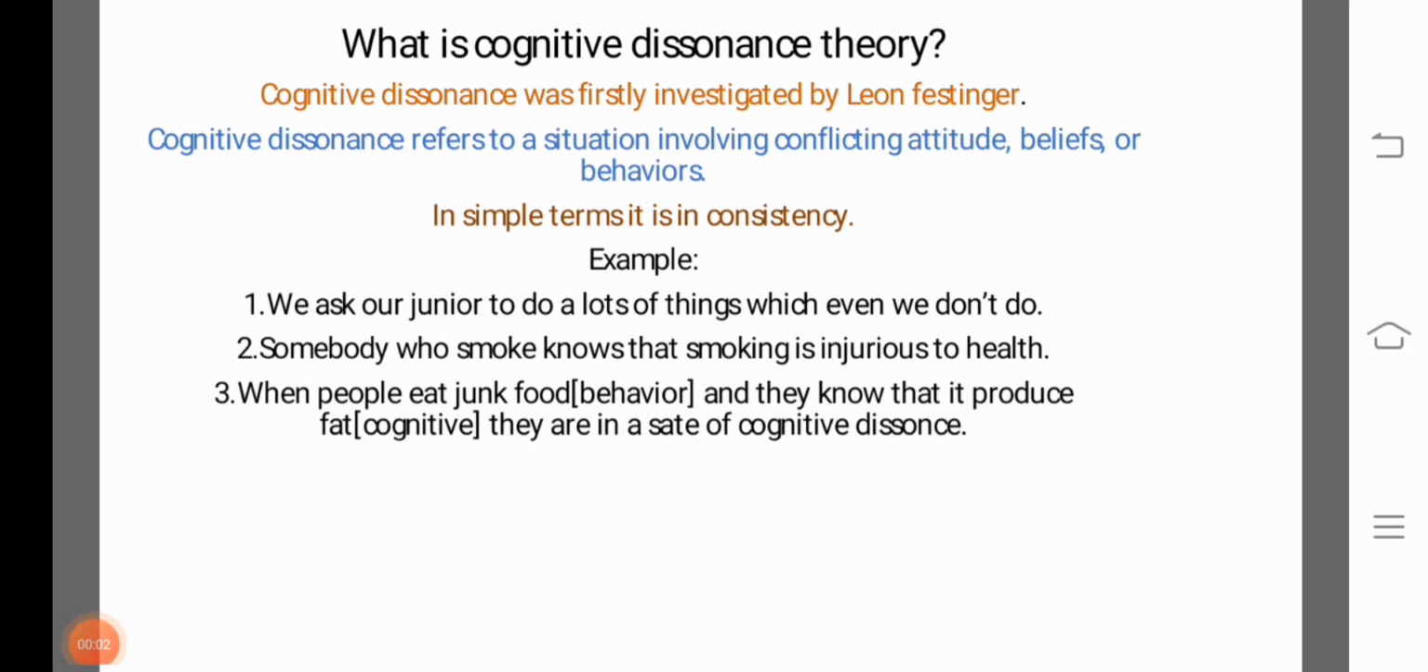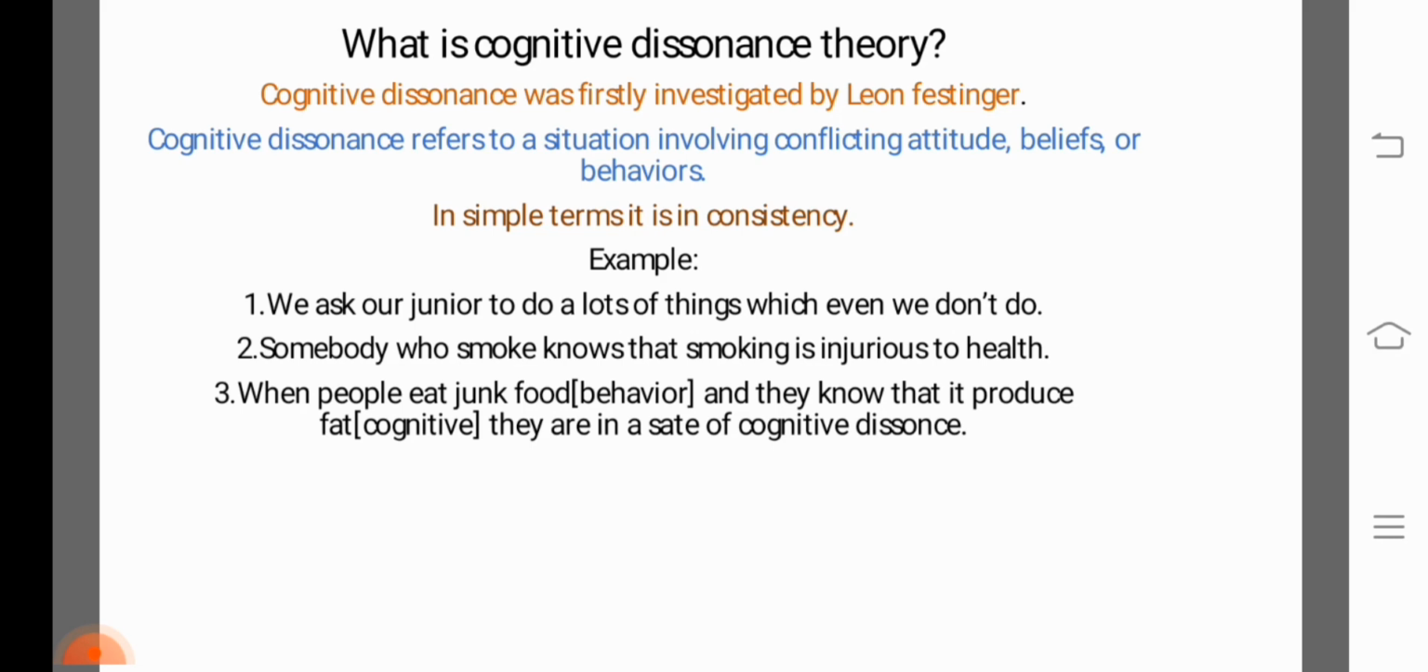Now, let's look at a few examples. This will make us more clear about the concept of cognitive dissonance. The first example: we ask our juniors to do a lot of things which even we don't do. We know that it's good for us, but we don't do it. We just know how to advise. For example, we have noticed in society, parents tell their kids, brush twice a day, but the parents may not brush twice a day themselves.